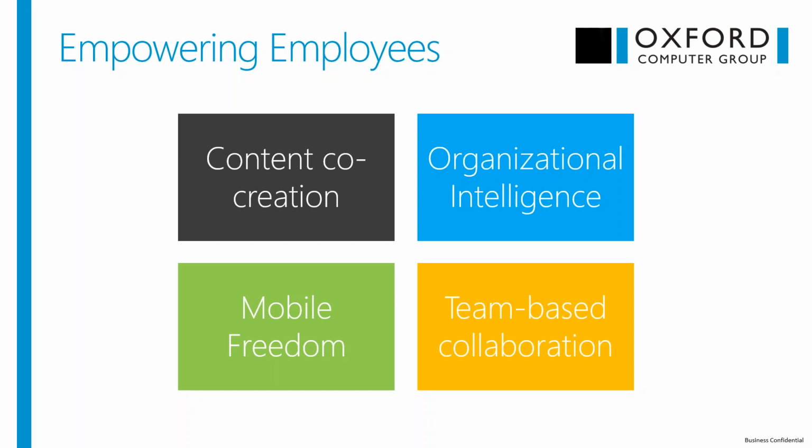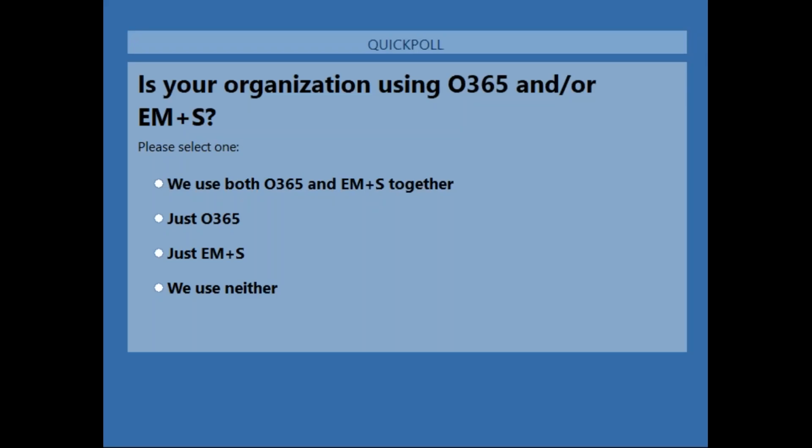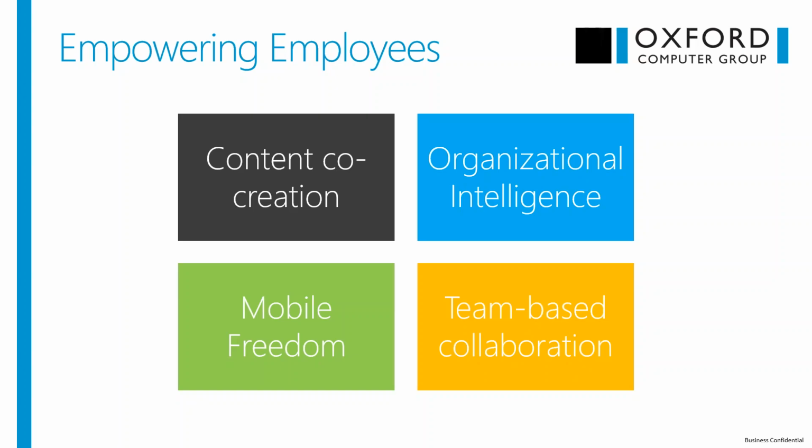I just want to take a quick moment here to do a quick poll, to see if you are using Office 365 and Enterprise Mobility. You have an option there to pick just Office 365, or both, or just EM+S. All right, looks like a lot of just Office 365. I'm going to go ahead and close that.